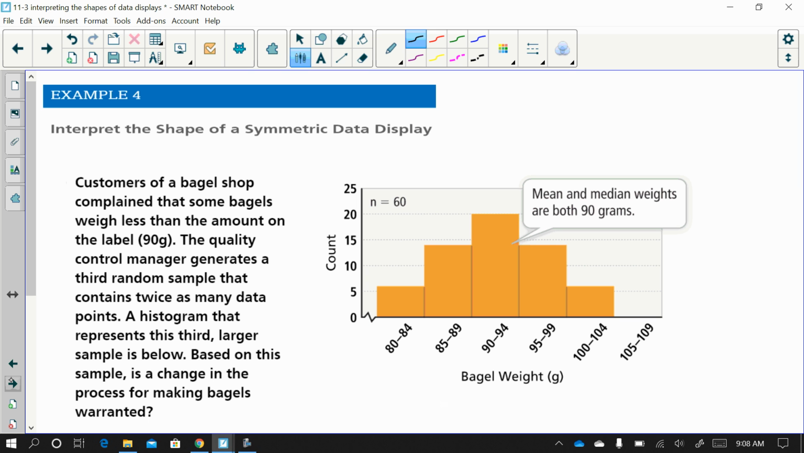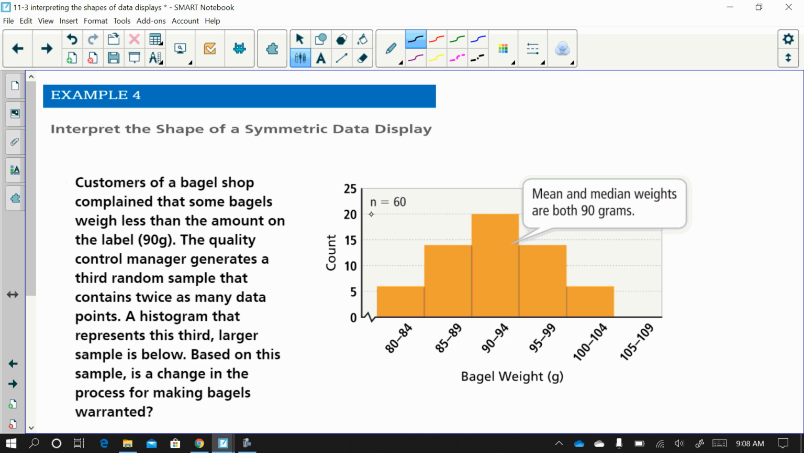So I'm going to generate a third sample now that contains twice as many data points. Instead of only picking 30 bagels, this time I'm going to pick 60. We usually do a larger sample size, and when you pick more data, the more accurate you're going to be. A histogram that represents this third larger sample is below. Based on this sample, is a change in the process for making bagels warranted? Should we make a change based on this sample?